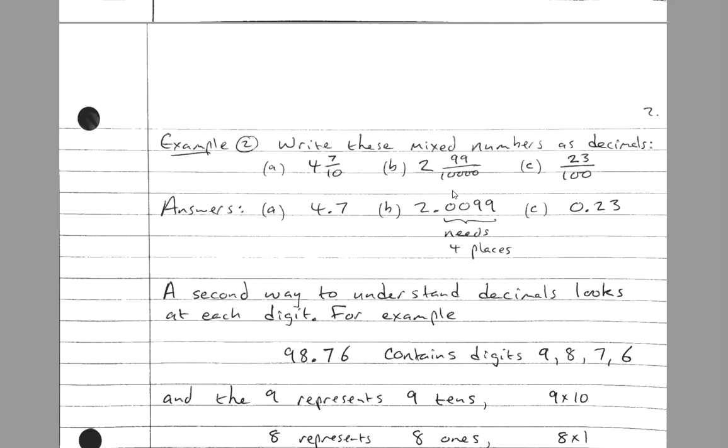All right, so yeah, a lot of what we're doing is counting places, counting zeros, powers of 10. This last fraction, 23 over 100, we need 2 places, so it's 0.23, and yeah, usually include a 0 here. Yeah, you could write it as just .23, but yeah, it kind of looks nicer if you include the 0 here.